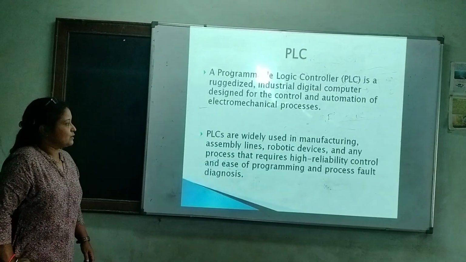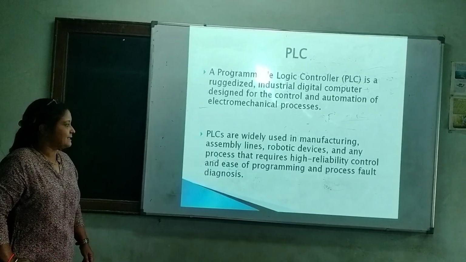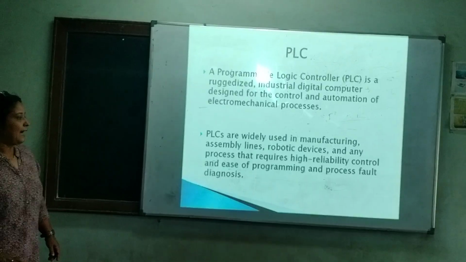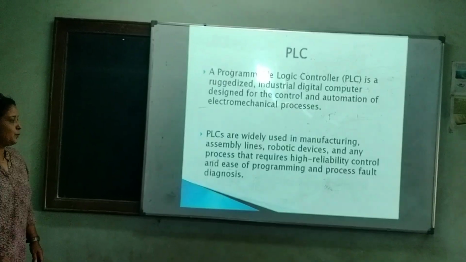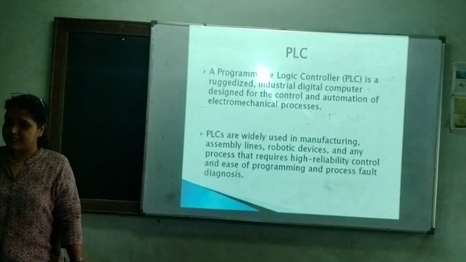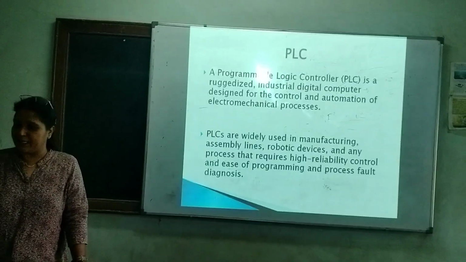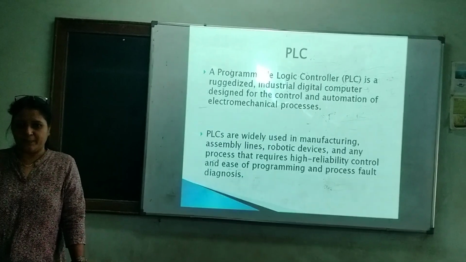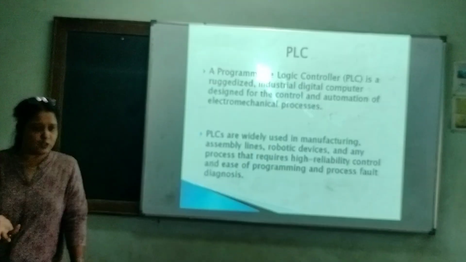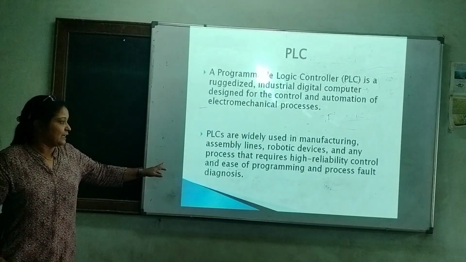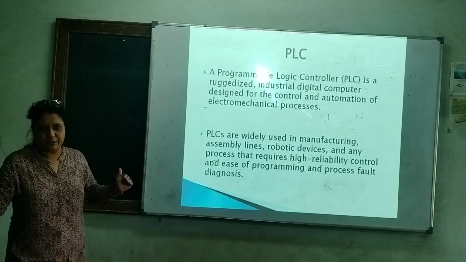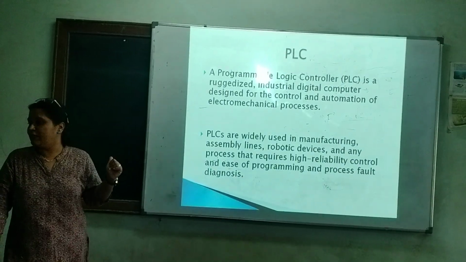PLCs are widely used in manufacturing, assembly lines, robotic devices, and any process that requires high reliability control, ease of programming, and process fault diagnosis. Means PLC can be easily programmed. Already you know your written programs, so those can be programmed easily, and fault finding and diagnosing the faults are also very easy processes. Therefore, those are the advantages of the PLC here.